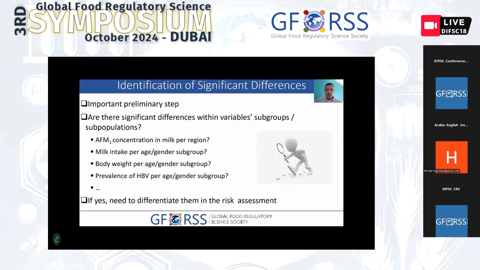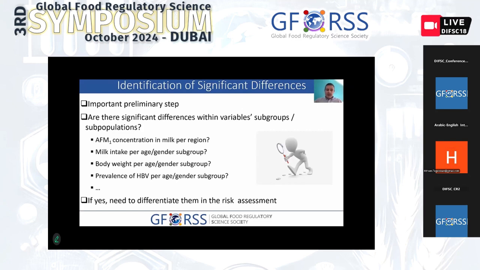So in order to carry out a robust risk assessment, it is important to identify significant differences in the various parameters that will have an impact on the exposure, within population subgroups. For example, do we have different milk intake per age or per gender subgroup? Do we have differences in the body weight per age or per subgroup?